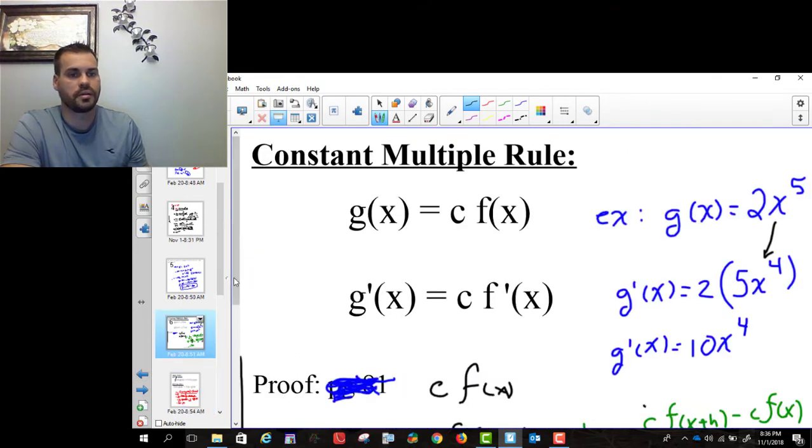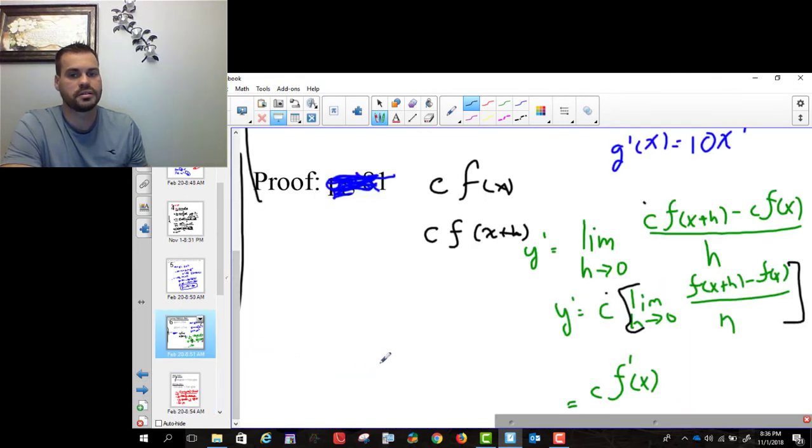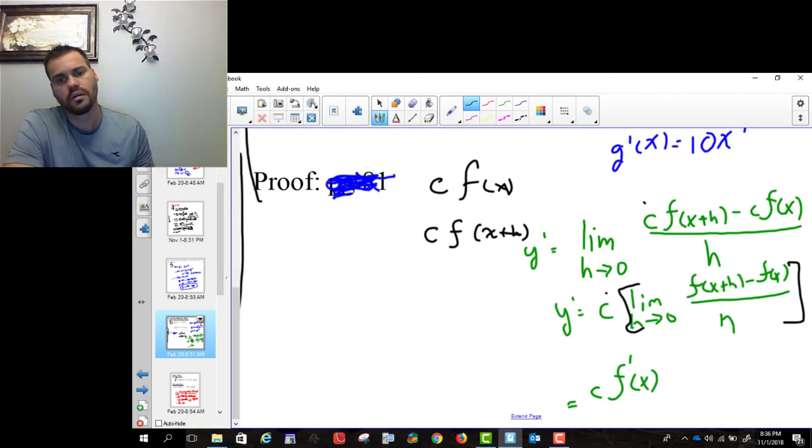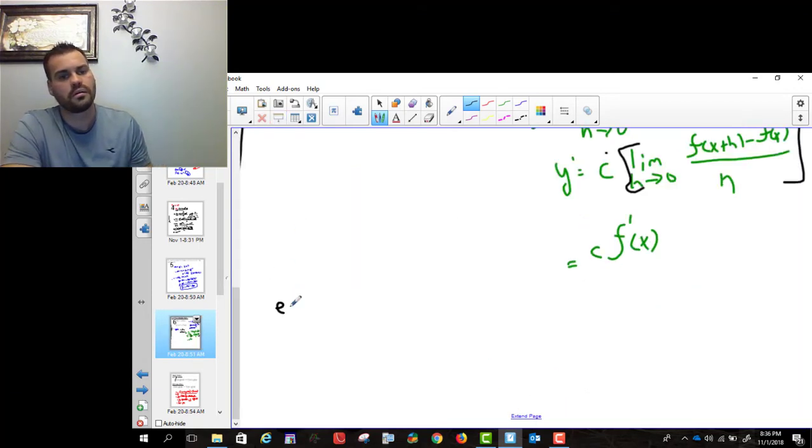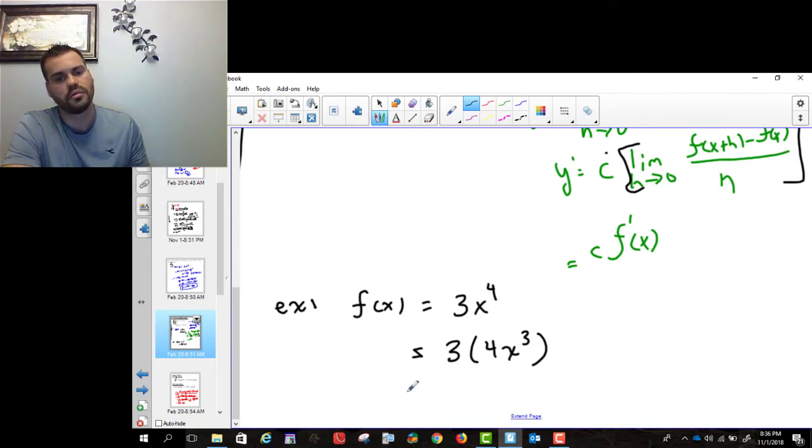Let's just do another one. I thought I might have another one on the next page, and I don't. But let's just do another one. Let's say I gave you f of x is 3x to the 4th. So that becomes, leave the 3 out, do the 4x cubed, because that's the power rule, and it becomes 12x cubed. And you're probably noticing that that really ends up just getting multiplied by that.